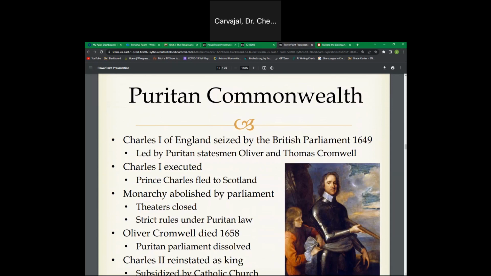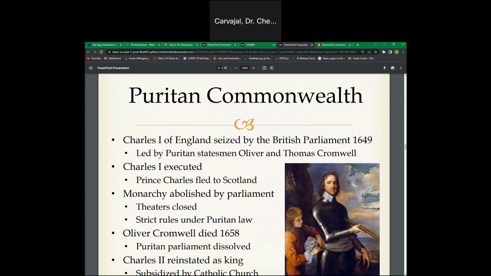Well, that lasted for 11 years. And then people said, no, we don't want this anymore. And we're not going to take it. Honestly, Oliver Cromwell died. And it took less than 2 years after that for the rest of the Parliament and a bunch of other people to say, nope, we're done, and kick a bunch of the parliamentary members who were Puritan out, oust Thomas Cromwell as well, and dissolve the existing Parliament as it stood, and then invite Charles II, Charles the First's son, who had been Prince Charles, who had fled to Scotland so he wouldn't be executed.